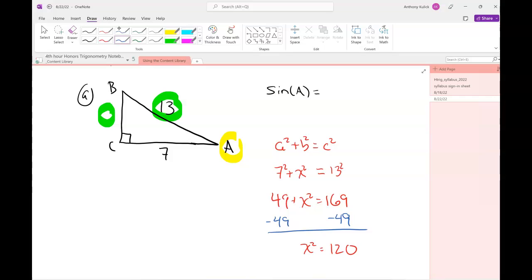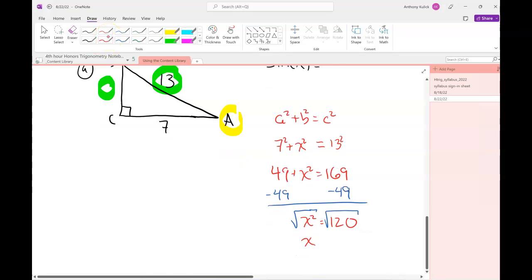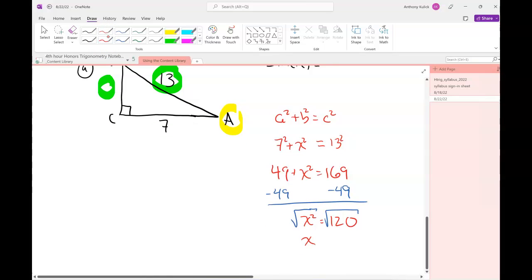Anyways. Okay, so we have x squared equals 120. Anything else? Square root both sides, right? So I just say x is equal to, and I type that into my calculator, right? No, why not?